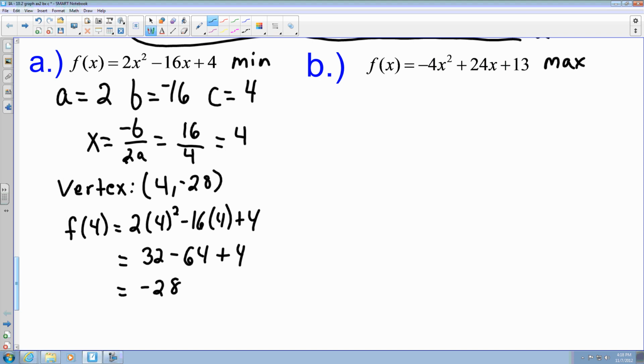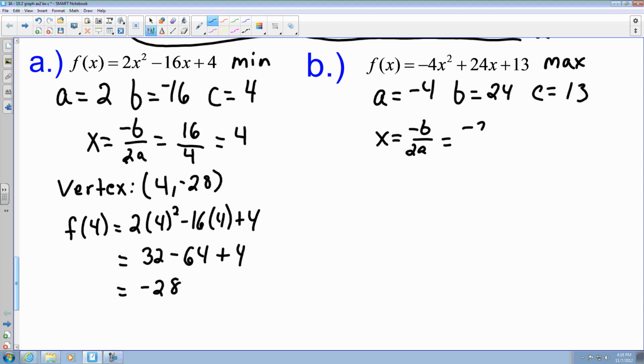We found out that it's a maximum value for B. Now I have to find the vertex. So let's go for that. So let's find our A, B, and C values. A is negative 4, B is 24, and C is 13. Go back to our equation, x equals negative b over 2a, which then gives me a negative 24 over 2 times a negative 4, which gives me a negative 8. Negative 24 divided by a negative 8 gives me a positive 3.